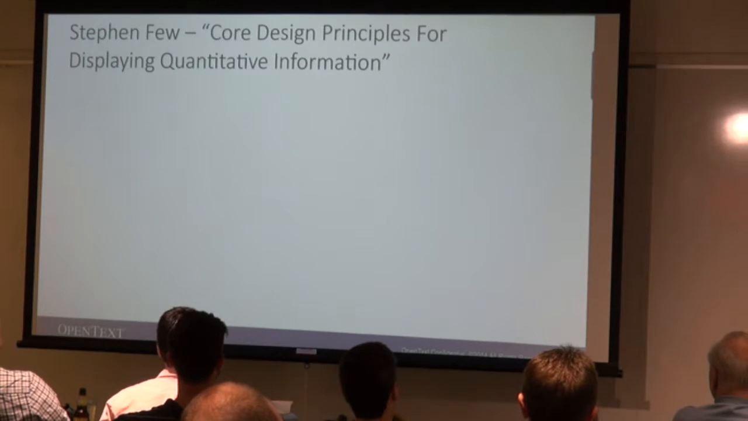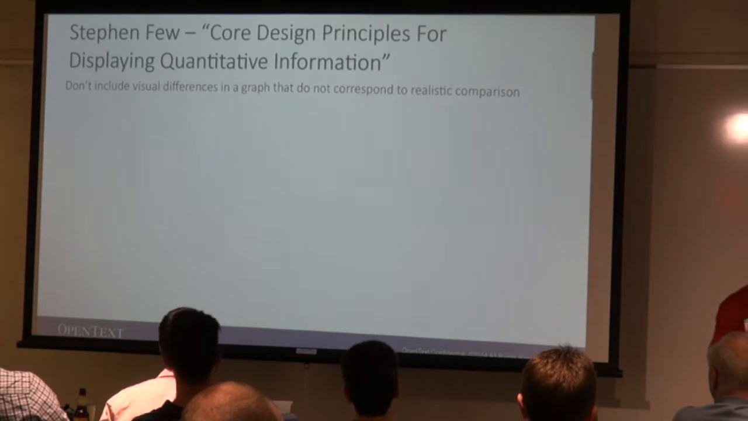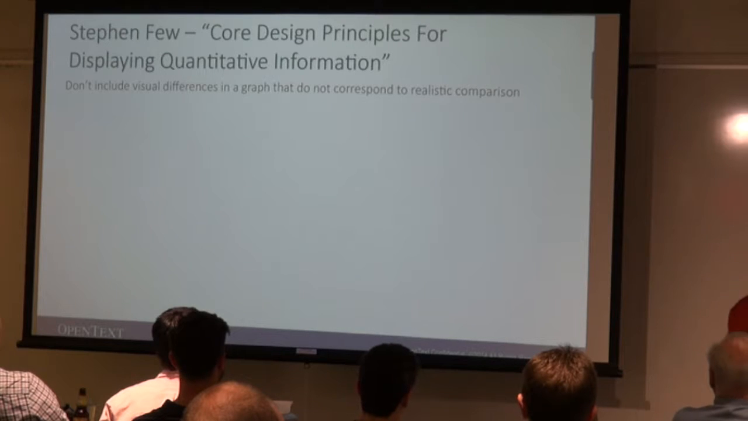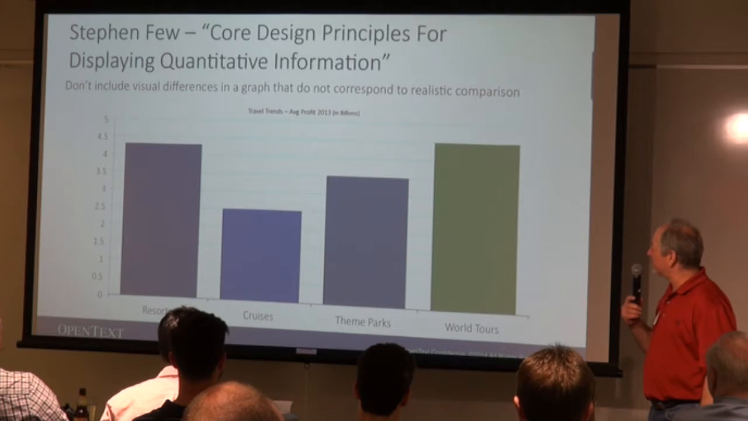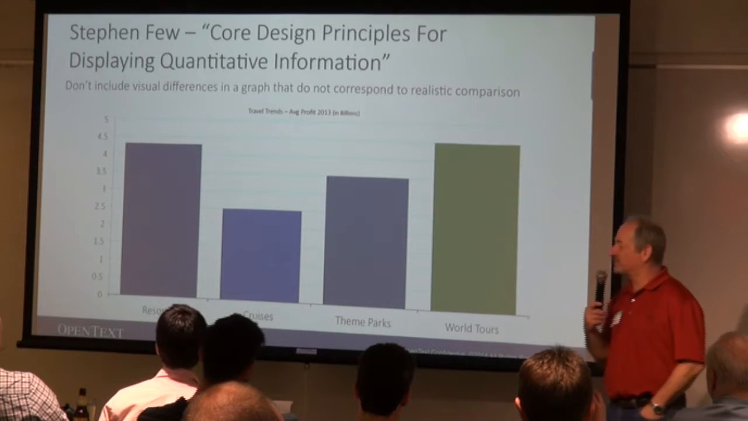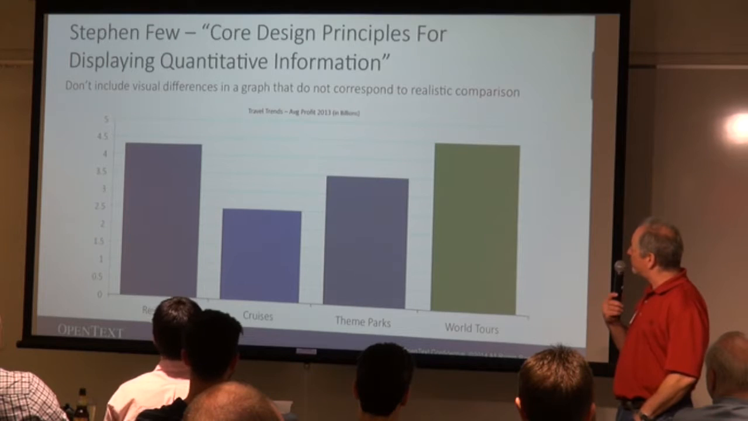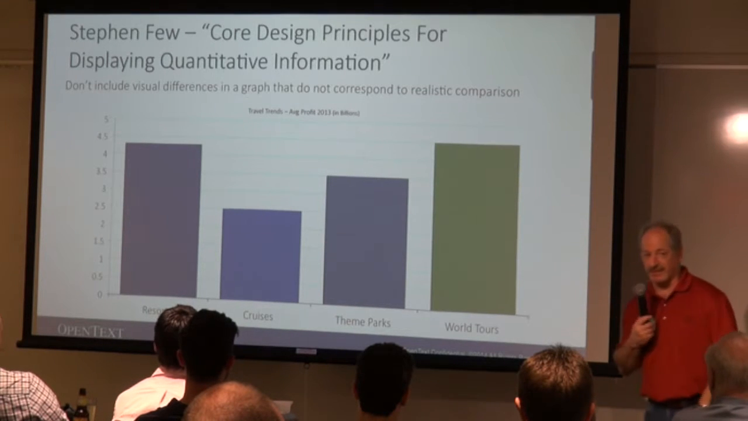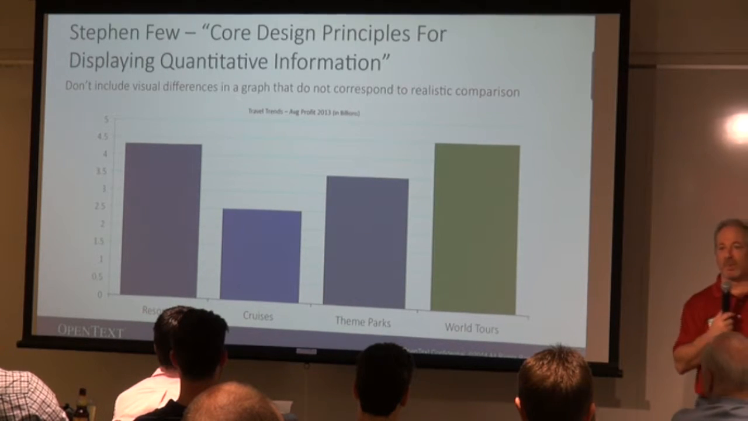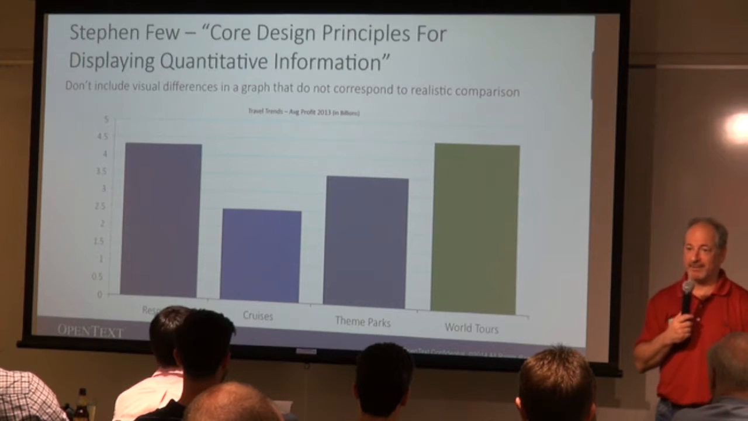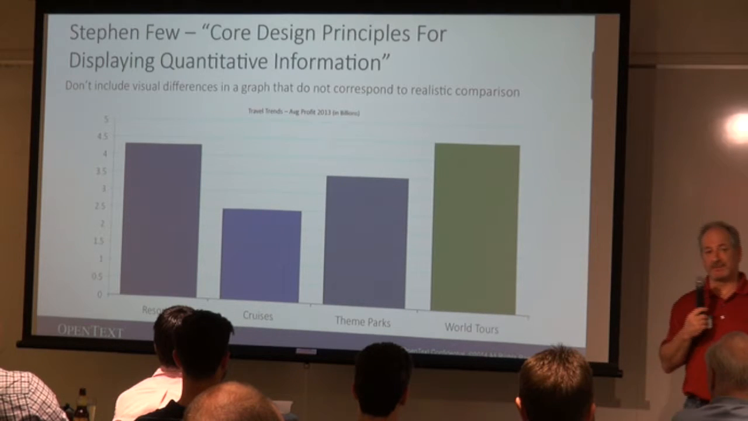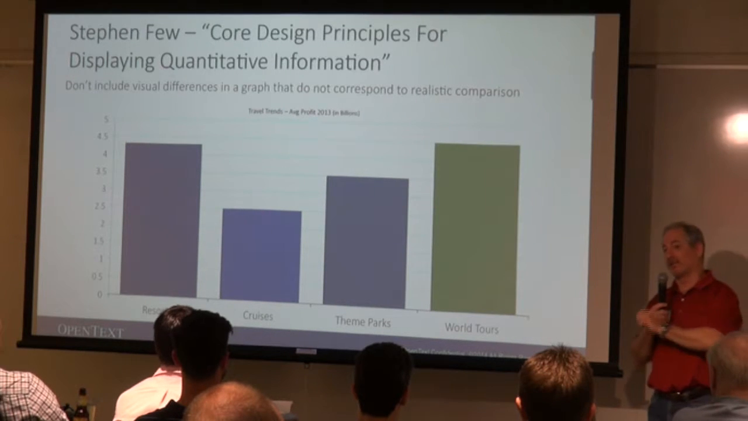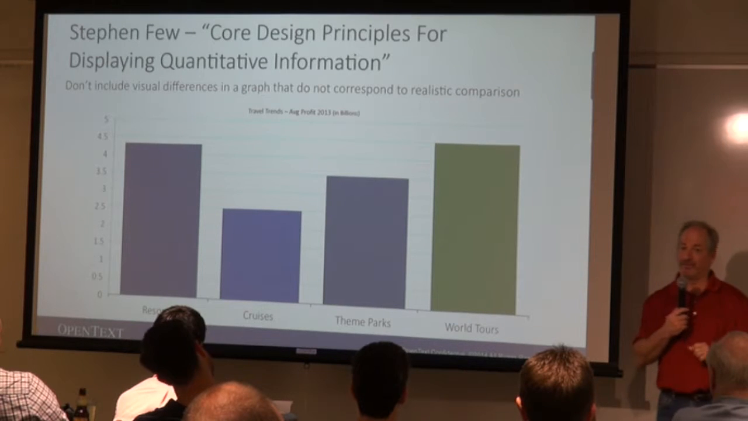His next principle: don't include visual differences in a graph that do not correspond to realistic comparison. In this case, you could see that there are slightly different colors on the different charts. What are we charting here? We're charting travel trends, average profit 2013, in billions of dollars. What we're charting is exactly the same, so they should be the same color. There's no difference between world tours and theme parks. We'll talk about cases where I do want to change the color because I have a good reason to do so.